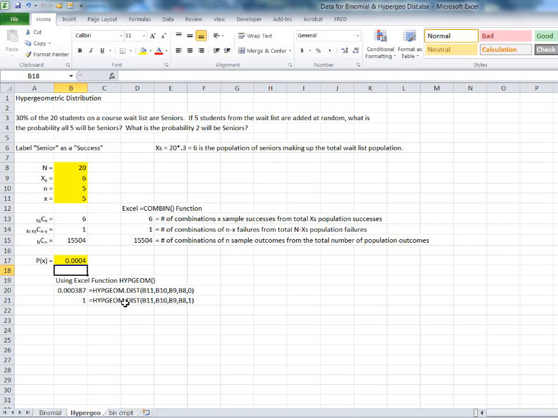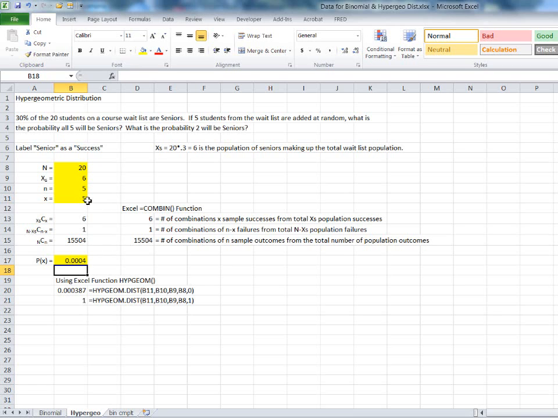And you can see there's an Excel function here, hypgeom.dist, in which you identify the x and then n, and then the x sub s, the population number of successes, and the total population. If you put 0, you get the probability. If you put 1, you get the cumulative probability.